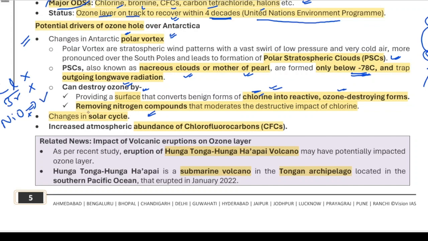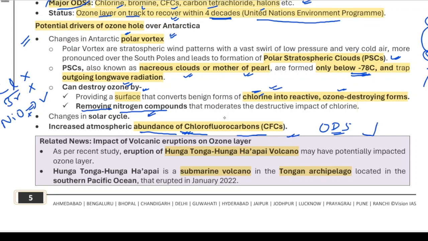So what do these ozone depleting substances or polar stratospheric clouds do? These clouds remove the nitrogen compounds and hence the ozone gets depleted. Then there is increased atmospheric abundance of chlorofluorocarbons. Chlorofluorocarbons is one of the ODS that we have read previously. So the presence of CFCs in our atmosphere was mainly responsible for the reduction of this ozone layer. So we have discussed this concept.